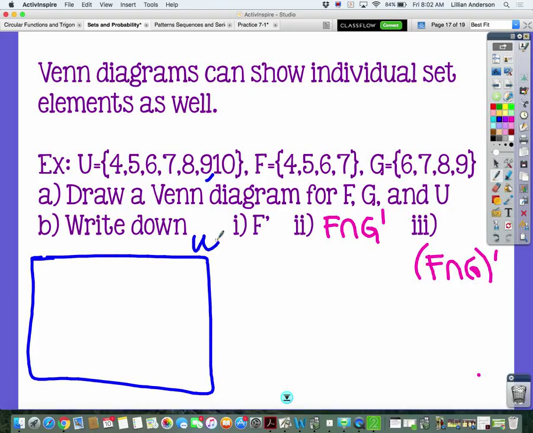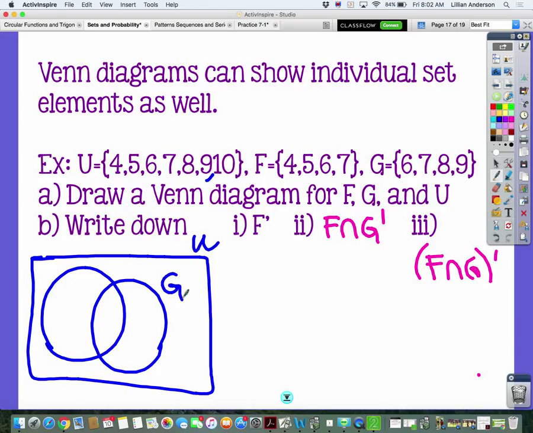So of course we have our box for our universal set. Is G a subset of F, or is F a subset of G? Hopefully you said no, because there are some elements that are in F that aren't in G, and there are some elements in G that aren't in F. So these are going to be just two circles that intersect each other, because they do have some things in common, but not everything. So what do the two circles have in common? Well, they have the numbers 6 and 7 in common, so we write that in the intersection. That's what they both have.